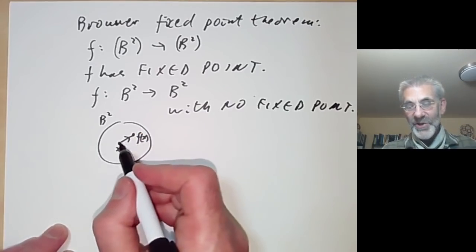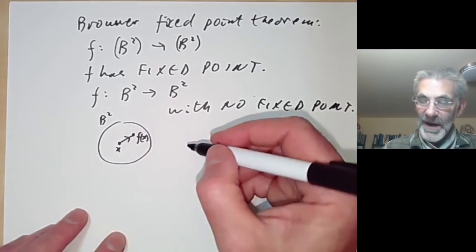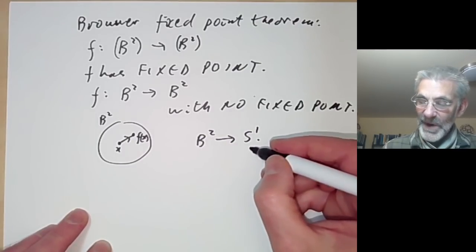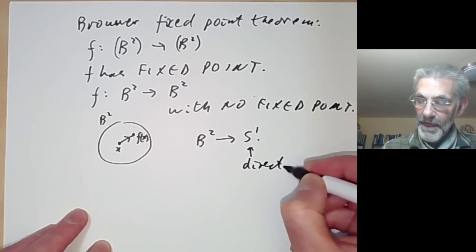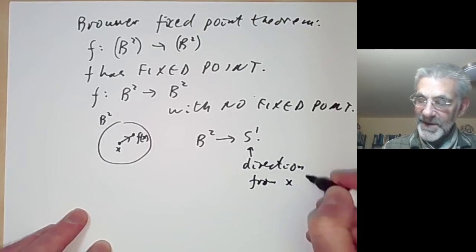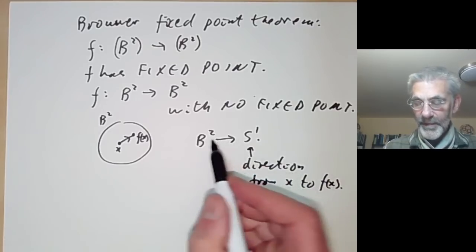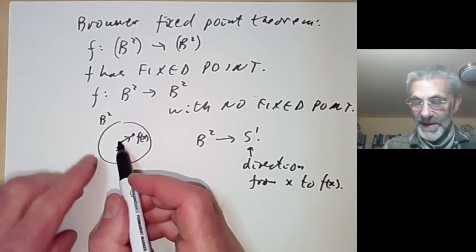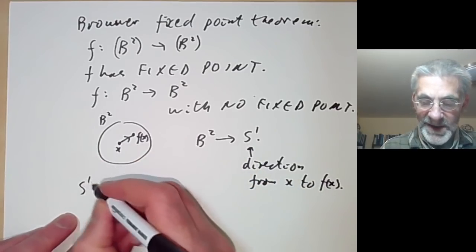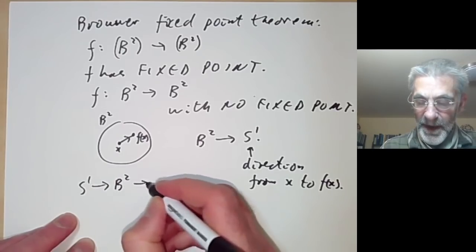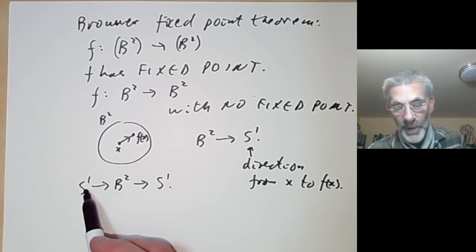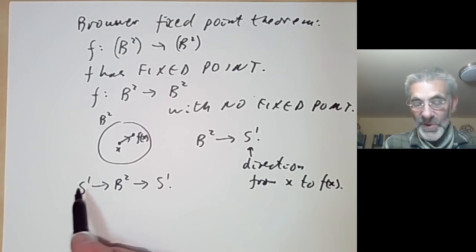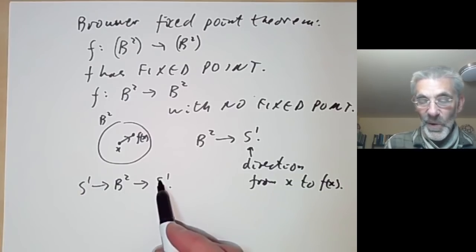So there's some direction from x to f of x. So we get a map from B2 to S1, where this map gives us the direction from x to f of x. Well, we haven't finished yet. What we need to notice is that we now get a map from S1 to B2 to S1, and this looks a bit like the one before, except in the previous example where I wanted to prove there wasn't a retract, this map from S1 to S1 was the identity.